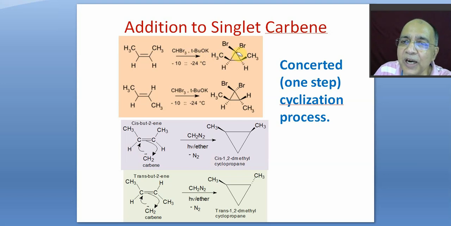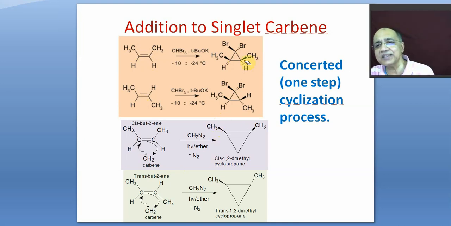So dibromocarbene joins here. The cis compound remains as cis cyclopropane. The trans will remain as trans. The stereo identity is retained, but the products are different from the reactant. This is an open chain compound, this is a cyclic compound. This is an acyclic compound. This is an alkane, this is a cycloalkane. But the stereo identity is maintained. Cis gives cis, trans gives trans.